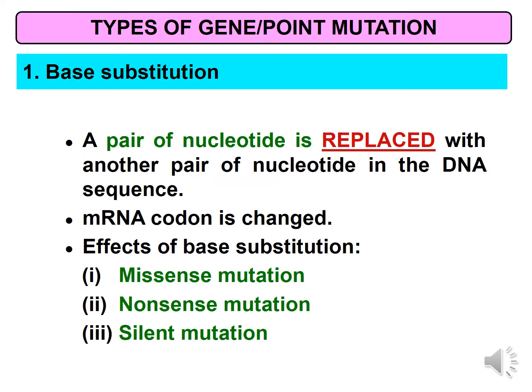In base substitution, a pair of nucleotides is usually replaced with another pair of nucleotides in the DNA sequence. So what happened over here is that the mRNA codon is changed. The effect of this base substitution will create a missense mutation, nonsense mutation, or silent mutation.